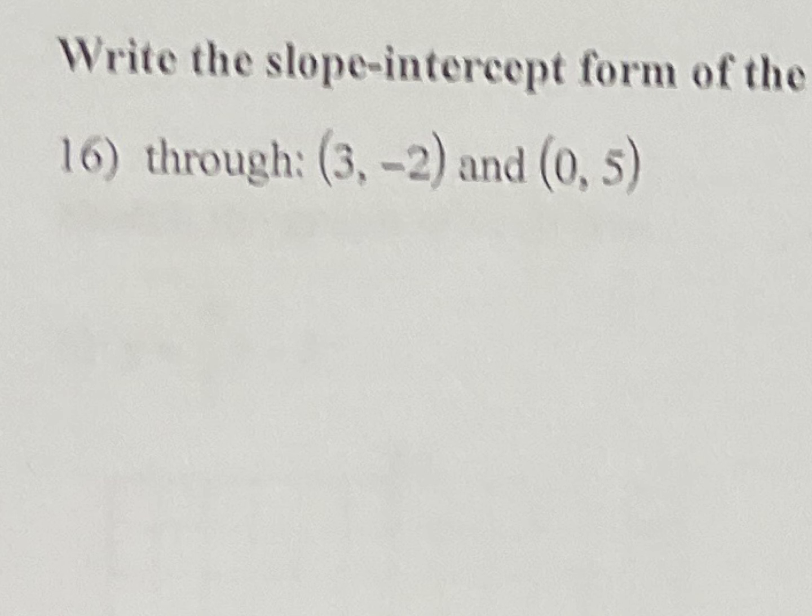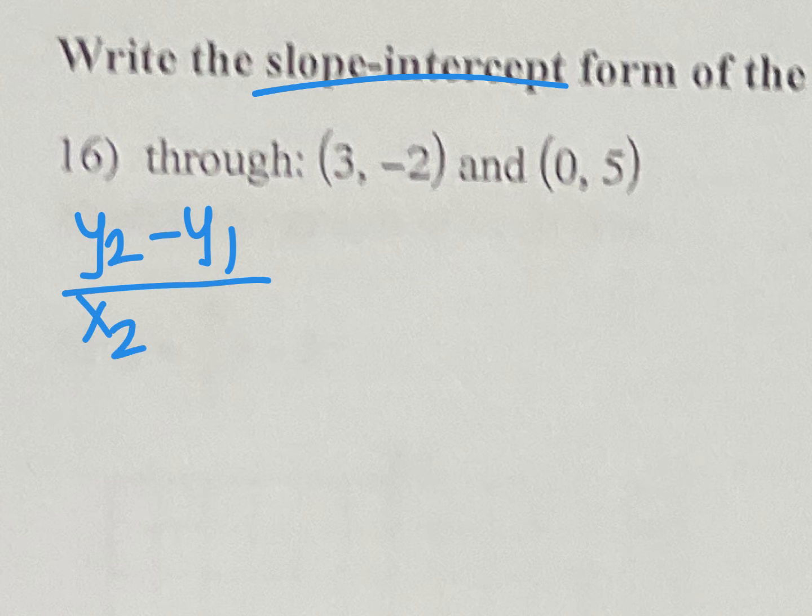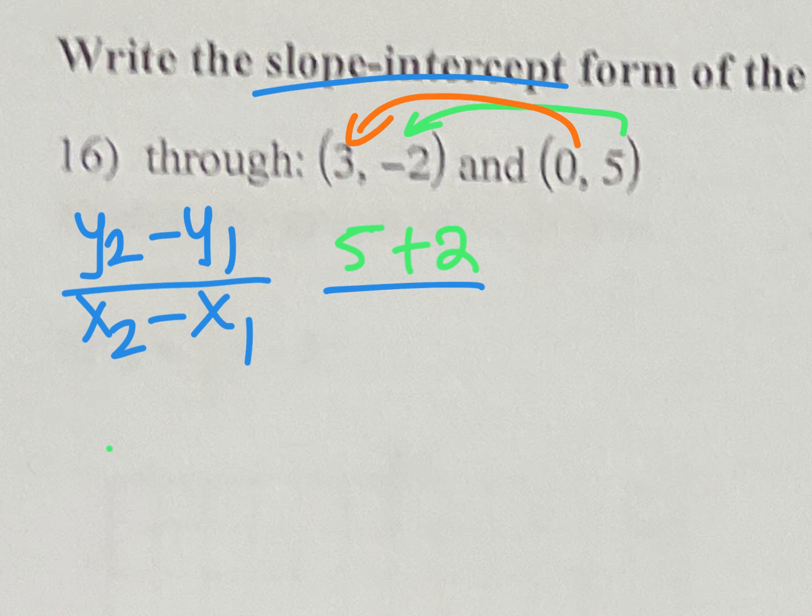So first of all, what's the key for slope-intercept form? What's the big thing we're missing this time? We don't even have a slope this time, right? So how do we get a slope? We have to do, I'm writing down the wrong letter. y2 minus y1 over x2 minus x1. So we have to subtract, so 5 minus -2, which is really going to be 5 plus 2. Then we have 0 minus 3. So 5 plus 2 is going to give us 7. 0 minus 3 is -3. So our slope is -7 over 3.